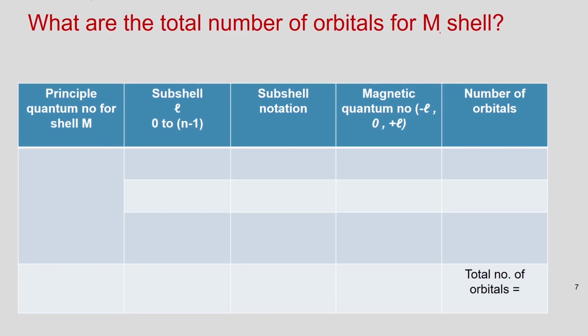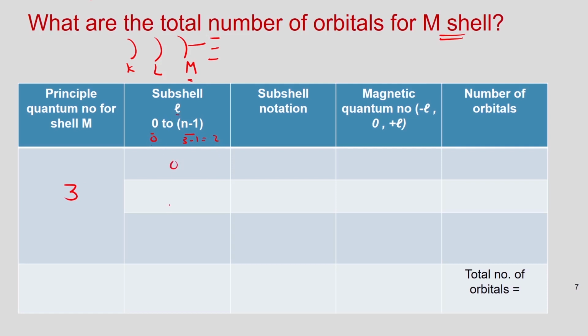What is the total number of orbitals for M shell? M shell, or M level, is the third level. You have K, L, then M. The M level is divided into 3 subshells. So first, the principal quantum number is equal to 3, then the L runs from 0 to 3 minus 1, which is equal to 2. This means the angular momentum runs from 0 to 2.